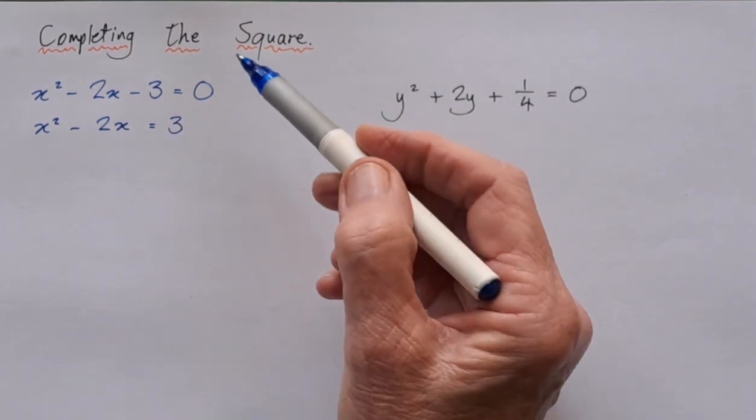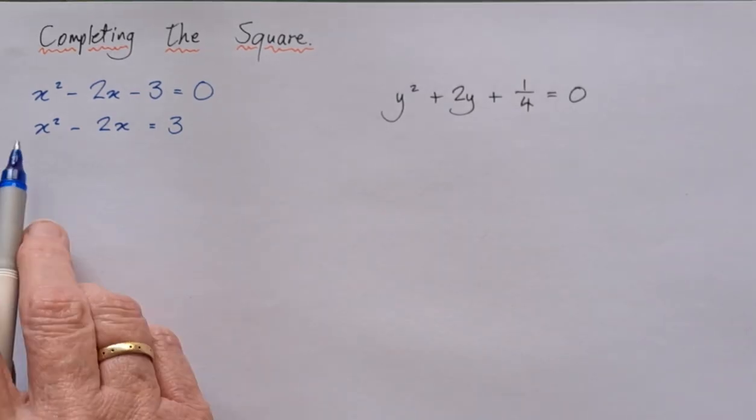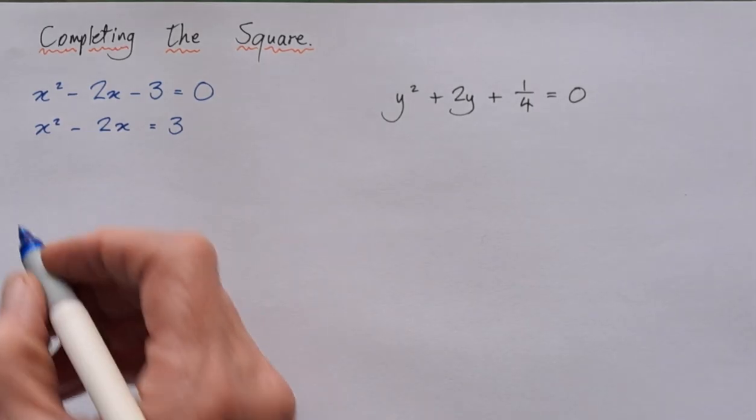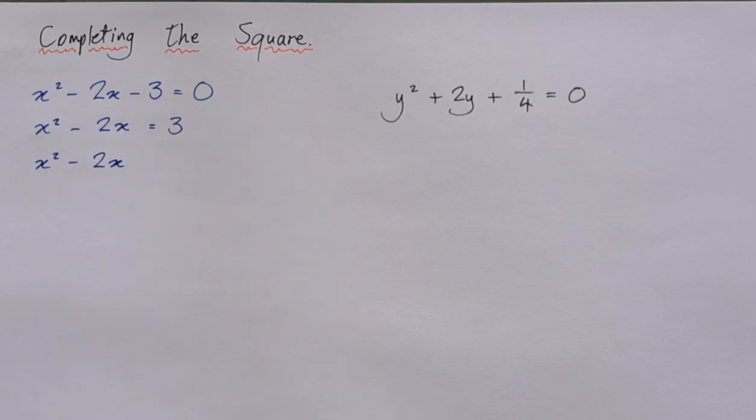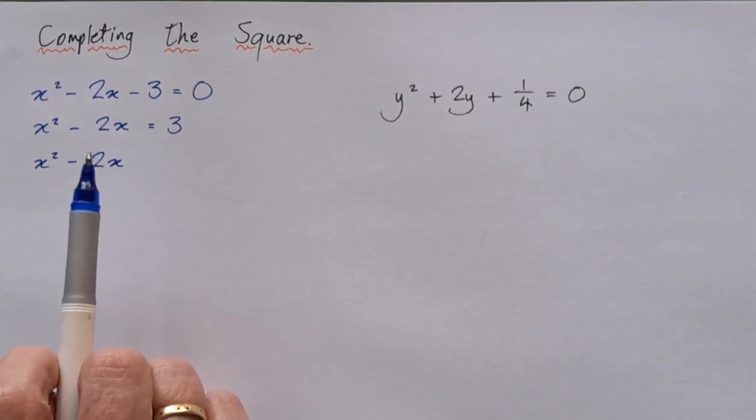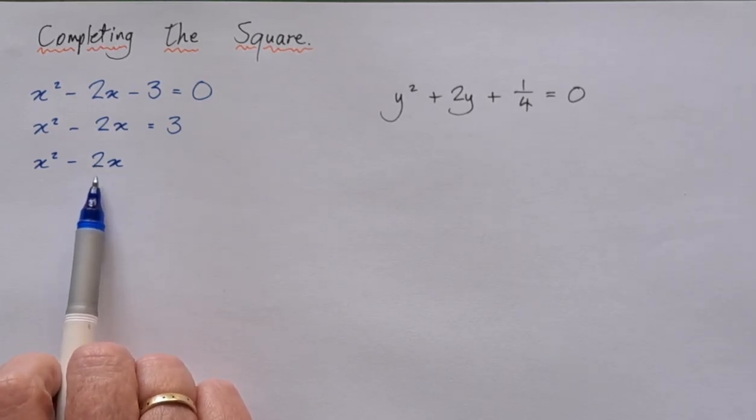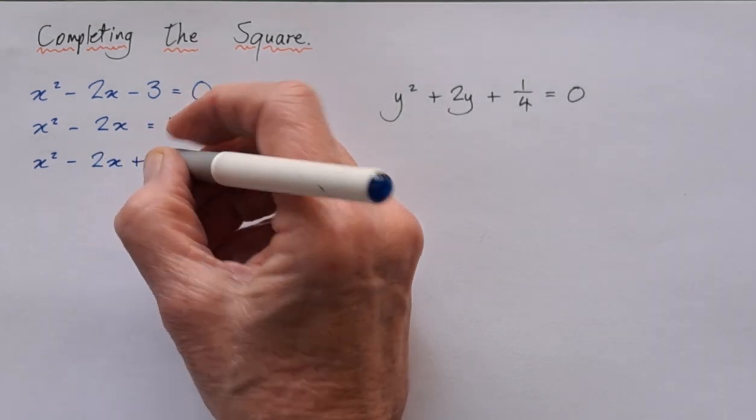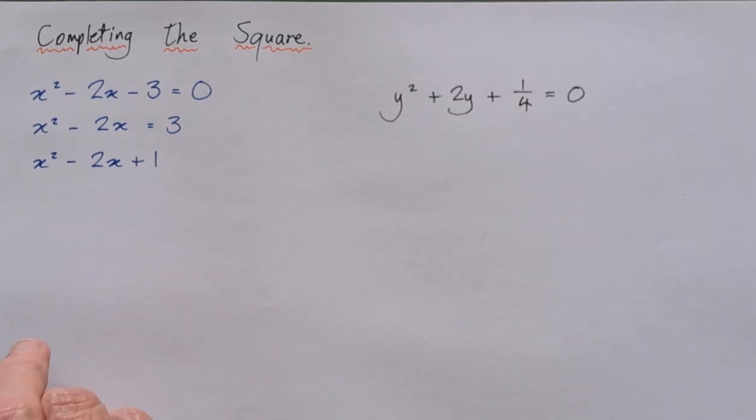Then we're going to do exactly what the name of the method tells us. We're going to complete the square on the left-hand side. So we're going to turn the left-hand side into a perfect square trinomial. So I first of all start off by writing down my two terms that I have already. And then I take the value of my coefficient of the x term, which is 2. I halve it, which gives me 1. And then I square that. And 1 times 1 is still 1. And that term will always be positive because of the fact that we're squaring it to get the final value.